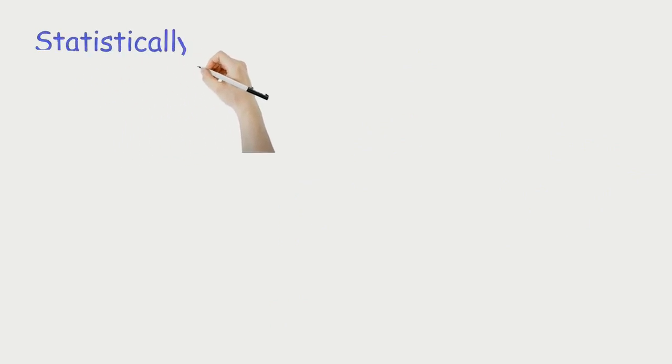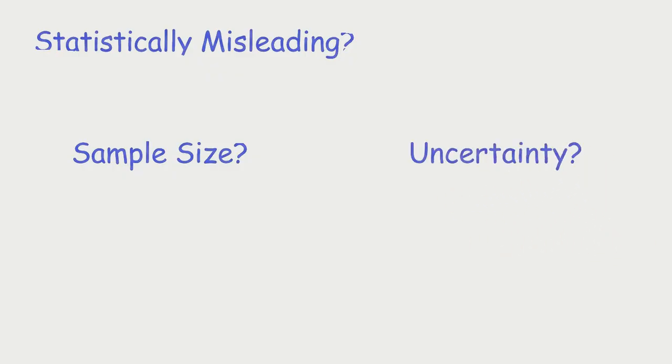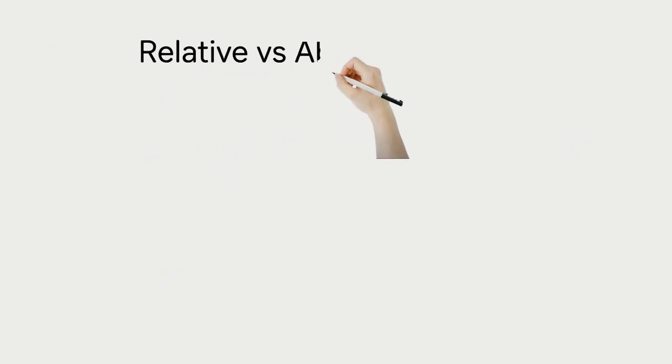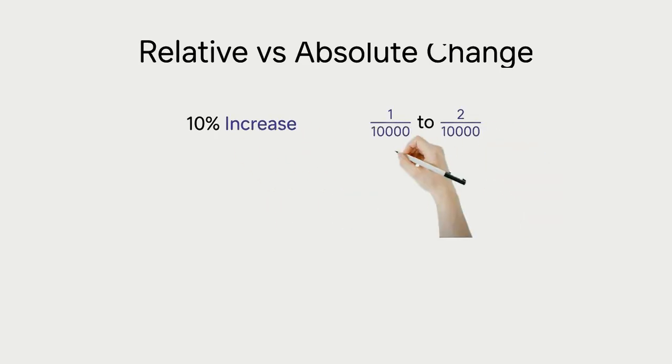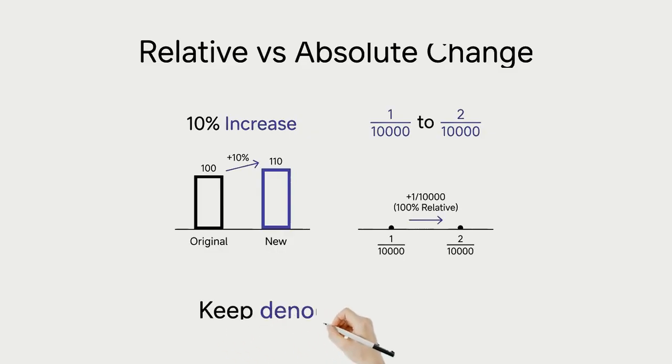Even a clear graph can still be statistically misleading. Ask about sample size. How many observations are behind this picture, and are they representative? Ask about uncertainty. If the graph shows averages, where are the error bars or confidence intervals? Differences smaller than the noise should not be overinterpreted. Be especially careful with relative versus absolute change. A 10% increase sounds large, but if the risk went from 1 in 10,000 to 2 in 10,000, the absolute change is tiny. Responsible interpretation keeps the denominator visible.